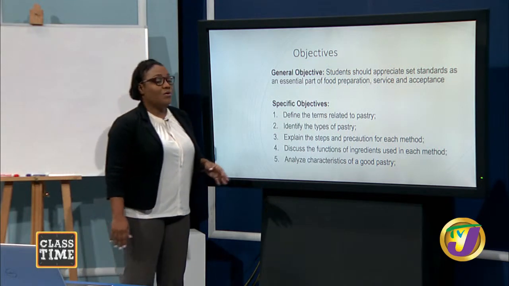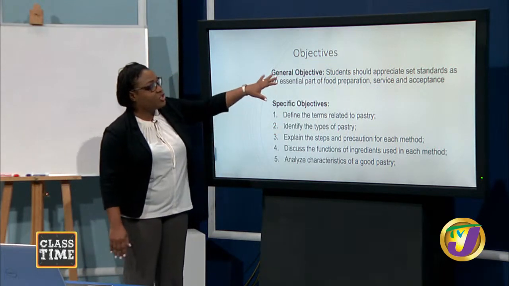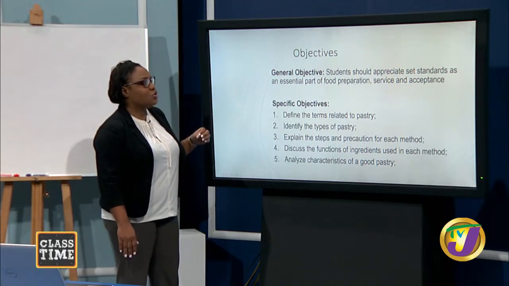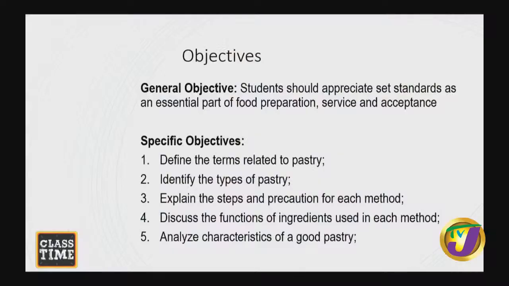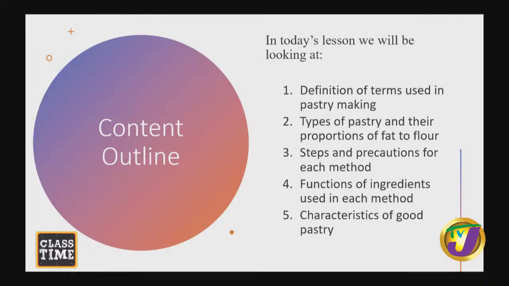All right, so our objectives for today are, you can see you have your general objective. At the end of the lesson, you should appreciate set standards, which are essential for food preparation, service and acceptance. And then specifically now, we want you to define the terms related to pastry, identify types of pastry, explain the steps and precautions for each method, discuss the functions of ingredients used in each method, and analyze characteristics of a good pastry. Now, from our objectives, we're going to get our content outline.